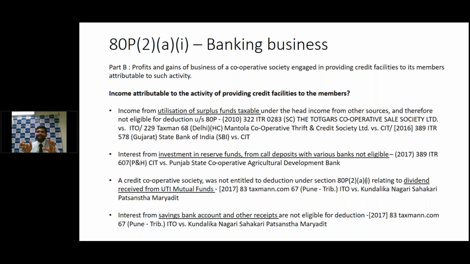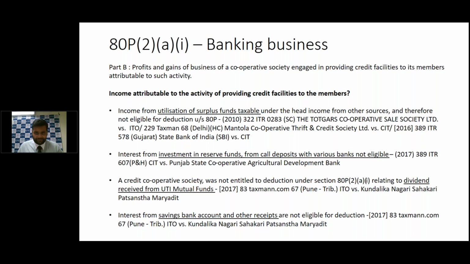Banking business may involve various activities which a bank is eligible to conduct. However, a society engaged in providing credit facility to its members is one which has to provide credit facility to its members and is not engaged in any other activities. Therefore, we have seen the term attributable to profits and gains of business of cooperative society. Now we apply the term attributable to providing credit facilities to its members and see what all income can form part of profits and gains of business of such cooperative societies.